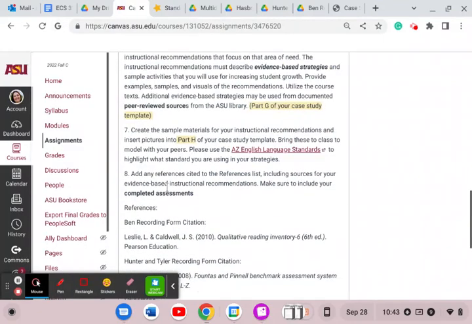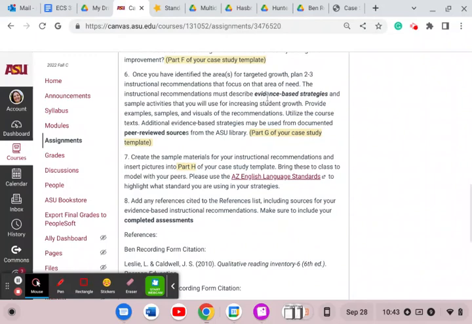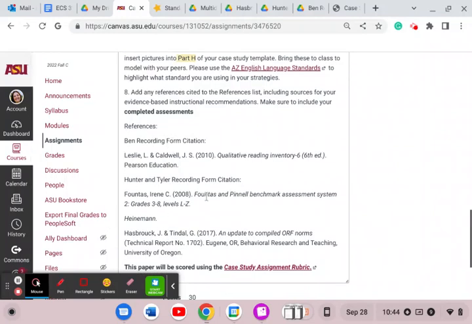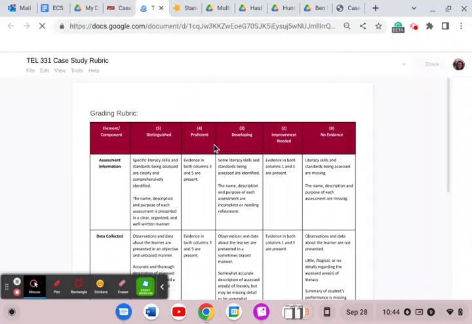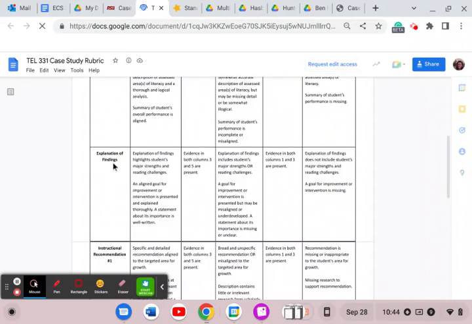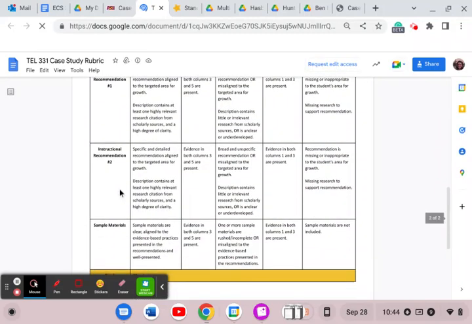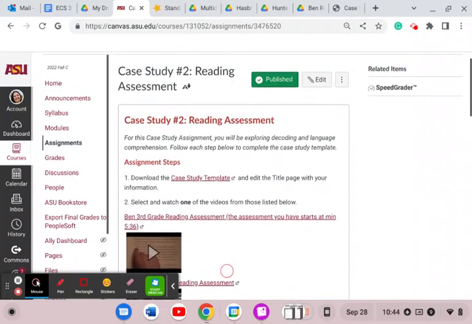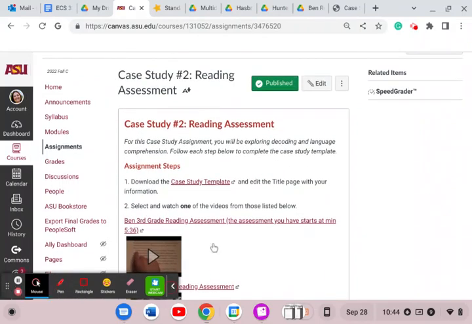Also, make sure you're using references. So if you use anything for your evidence-based strategies, reference that. When you're referencing the assessment, here are those references. And here is the rubric. Score yourself on the rubric. Do you have all the assessment information? Have you collected the data? Explain the findings. You have instructional recommendations 1 and 2 and sample materials. That's how I will grade you. I hope this video is helpful in case you need a little more support with this case study.